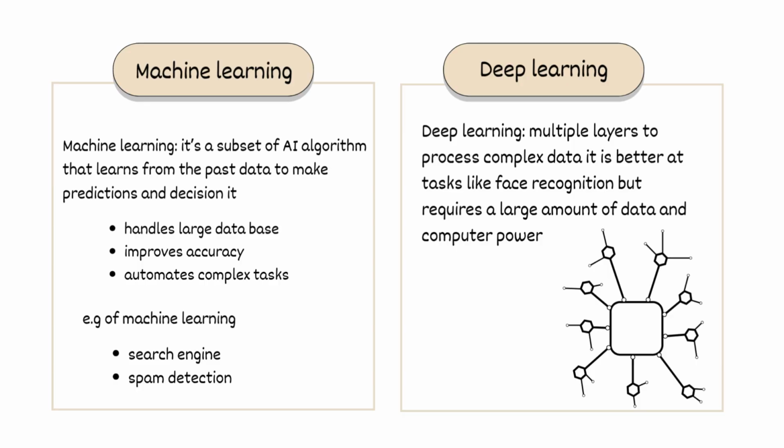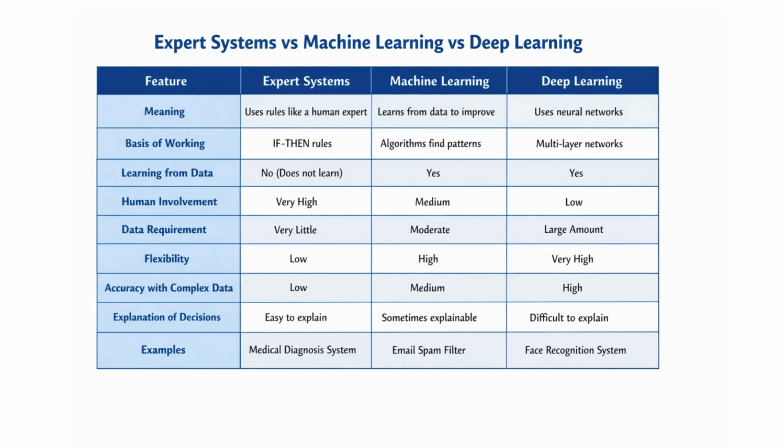Deep learning uses multiple layers to process complex data. It is better at tasks like face recognition but requires a large amount of data and computer power. Now there is a differentiation table of all three. You can read it yourself.